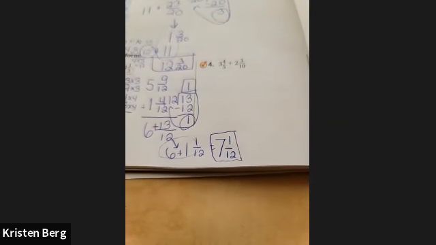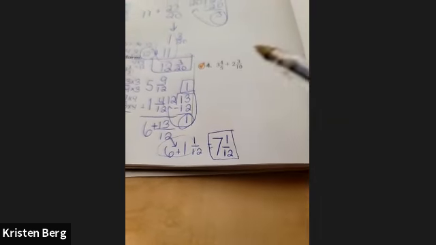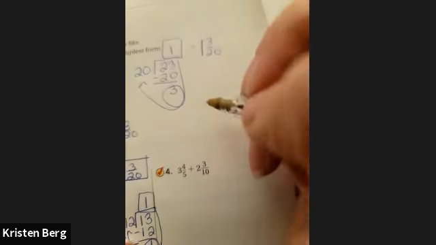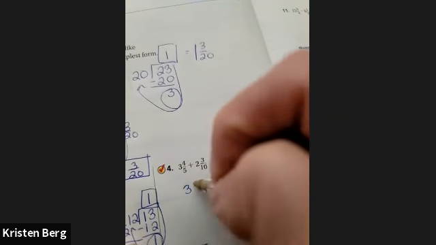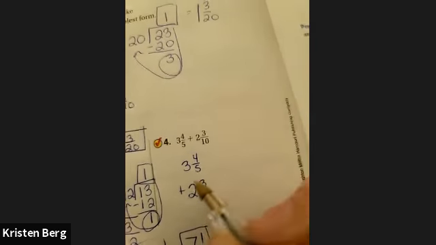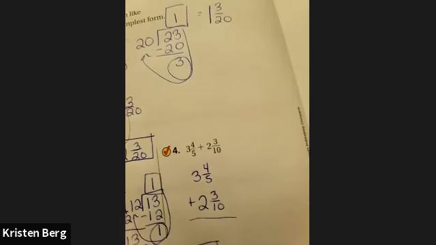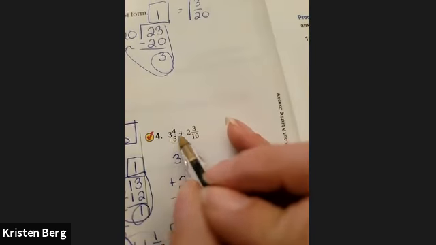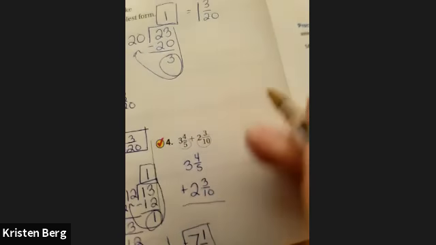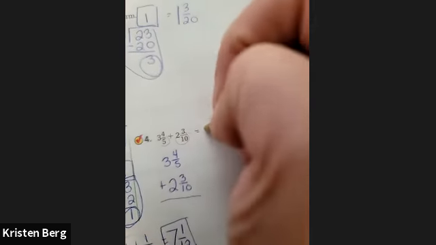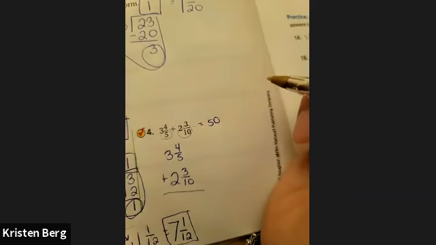Okay, next one. Here again is the same exact thing. So I'm going to have 3 4/5 plus 2 3/10. Again, same thing goes. First I have to see what a common denominator is. I could go the quick way and do 5 times 10, which is 50. I could change these all to 50ths.